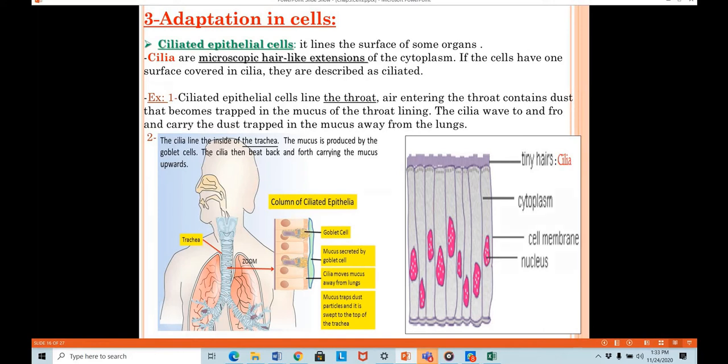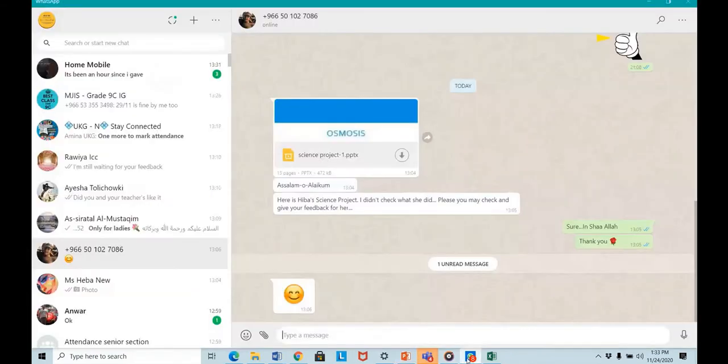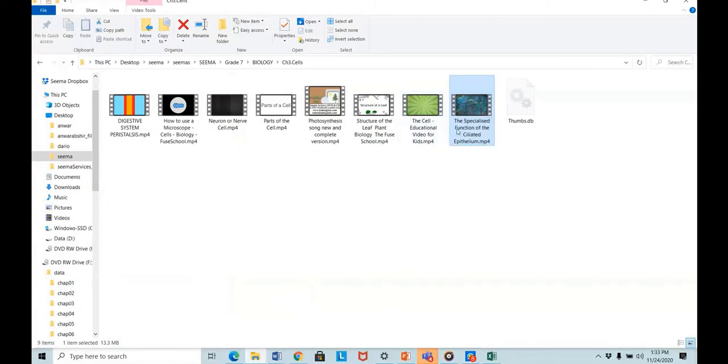Okay, so ladies, it's red, but it's not the red blood cells. Yes, it was beside the red blood cells. Yes. So if you could see it again clearly, let me play it.